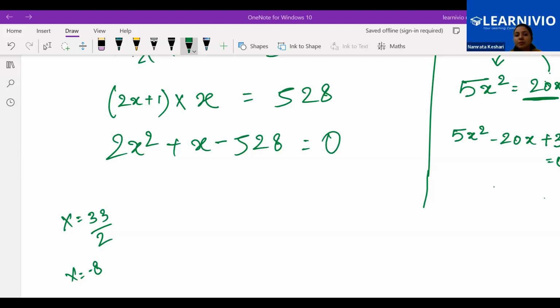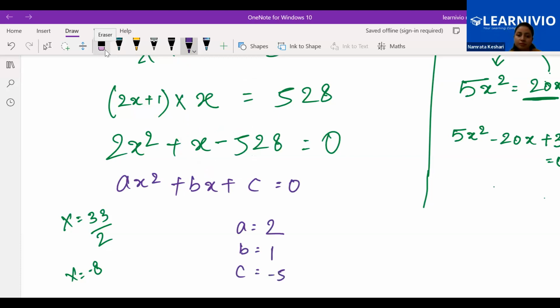Yeah, let's split the middle term. Let's do it together and see what exactly we are going to get. What I said, compare it with the standard format: ax square plus bx plus c is equal to 0. If you do the comparison, what is a, what is b, and what is c? Please tell me, anyone? A is 2, b is 1, c is minus 528.